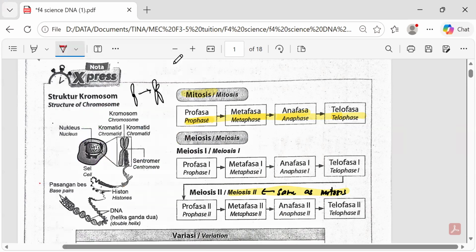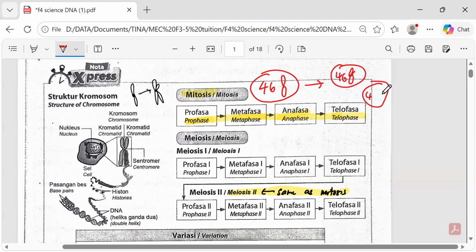Mitosis is to make cells to replace your cells that have died. For example, when you scratch yourself, it repairs the cells and so on. So mitosis starts from 46 chromosomes. After it, you will have two cells, which also have 46 chromosomes. It's exactly the same. Okay?